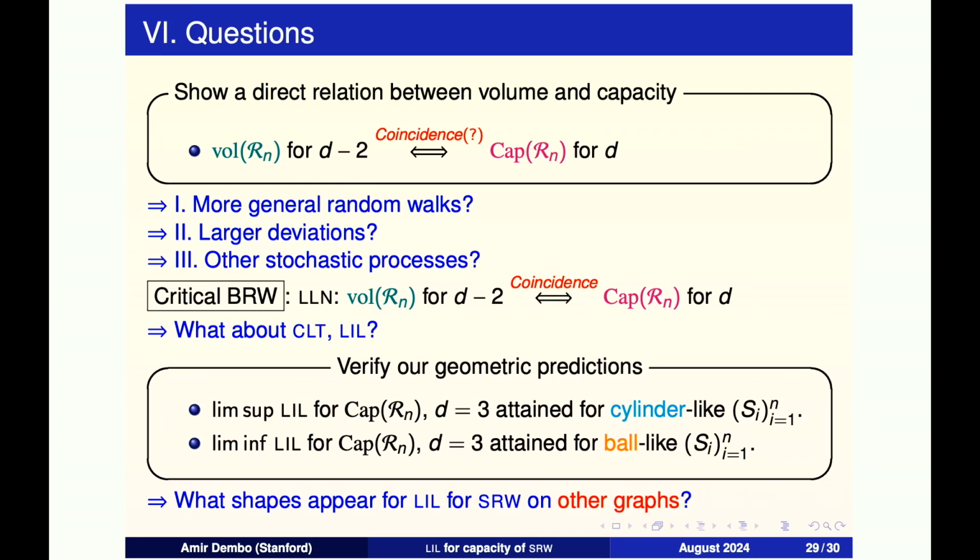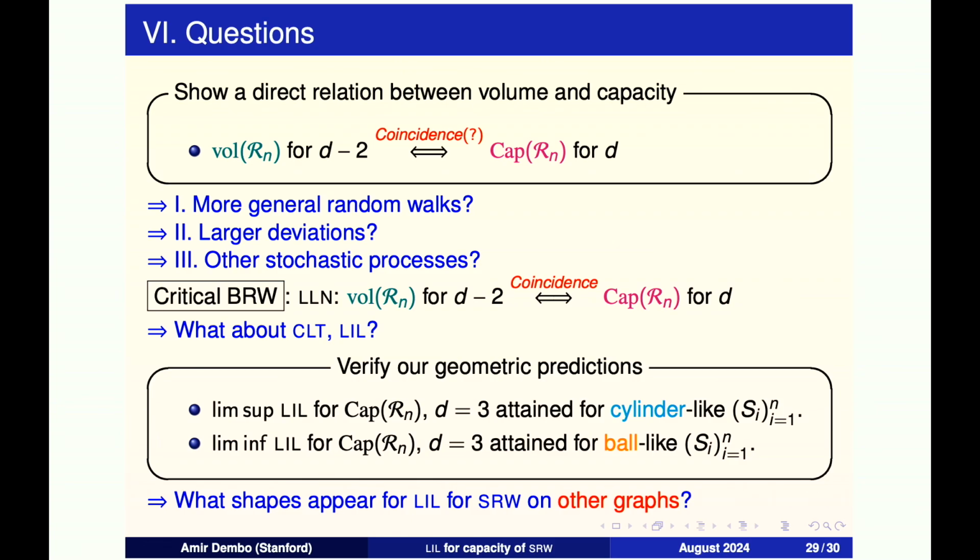And you can take other stochastic processes. For example, for critical branching random walk, certain things have been done already by Shapira, relating again the volume of the random set, but R_n now is not the range of the simple random walk, but the range of the critical branching random walk in dimension d minus 2, to capacity in dimension d. What was done was the law of large numbers. You might ask for the central limit theorem, and the LIL will probably go the same. You can also verify our geometric prediction that the lim-sup is actually attained at a cylinder-like shape, or a ball-like shape. Again, we have indications, but we don't know how to prove it.